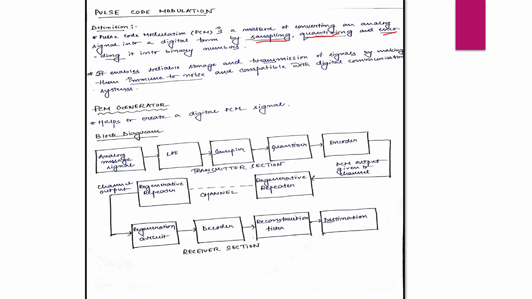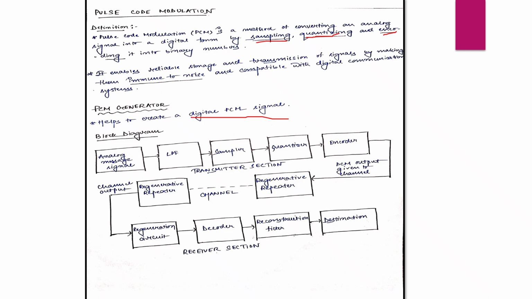So at first we need a PCM generator, which helps to create a digital pulse code modulated signal, or a PCM signal. At first we will discuss the block diagram. The block diagram shows that the analog message signal is passed through three sections. First is the transmitter section, then the channel and repeater section, and third is the receiver section. So we will discuss the transmitter section.